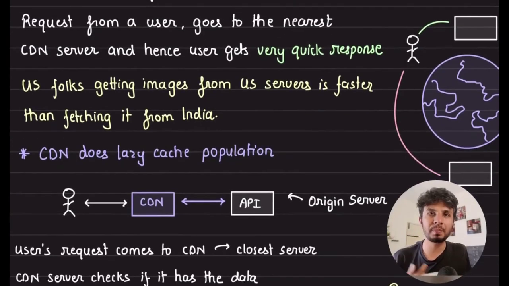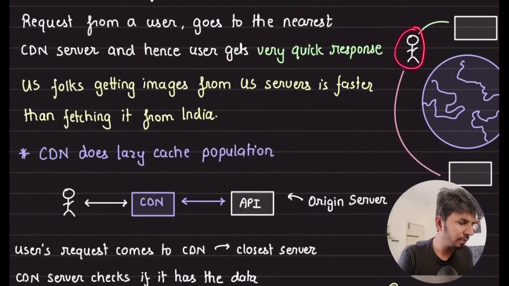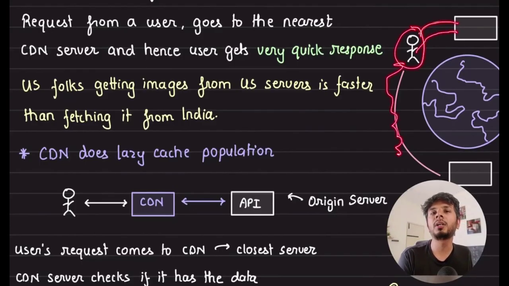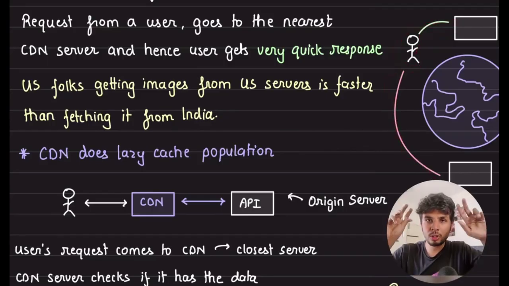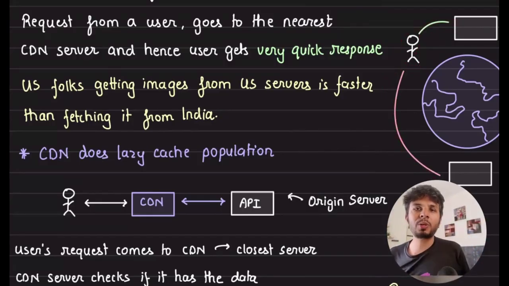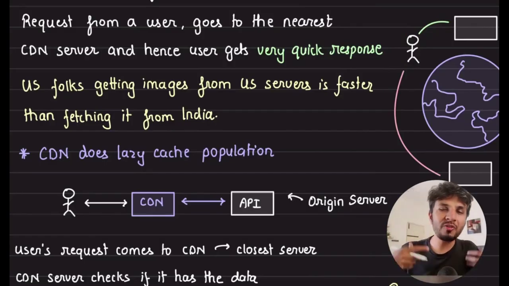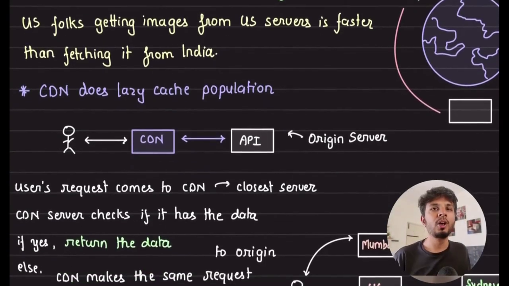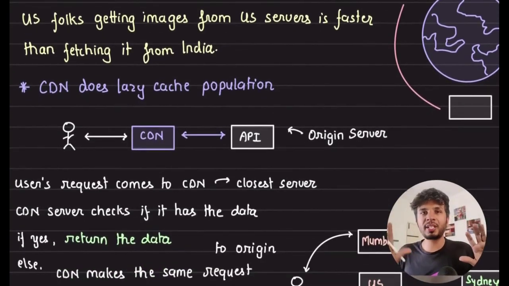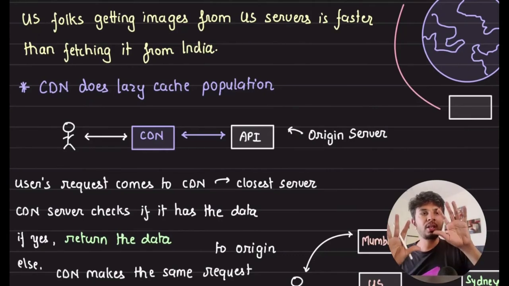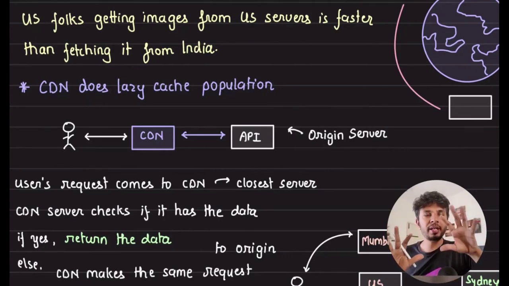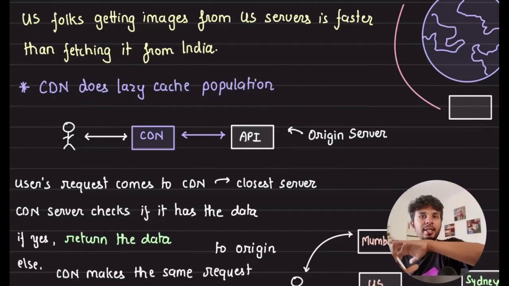CDN stands on this principle where a user, when making a request for static data, gets served from the nearest location and not from the long, far, quote unquote, origin server. Now let's talk about the origin server. When you configure a CDN, you say, hey, this is my origin server. If your CDN does not have the data, where should the CDN make the request to? That is your origin server.